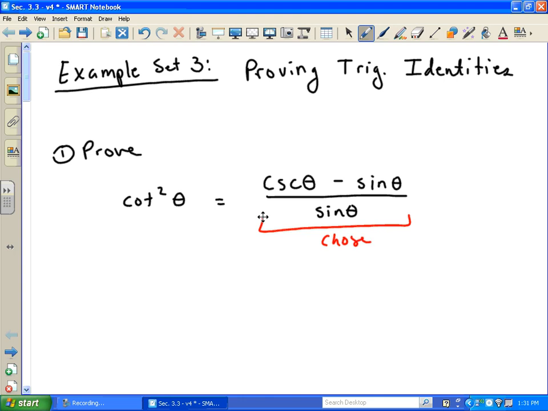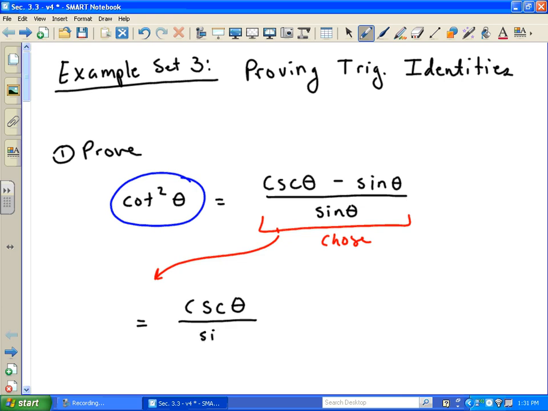I want to take that right-hand side, and working only with the right-hand side, I need to simplify it to cotangent squared of theta. Now, on this particular problem, I see something similar to something I've seen before. I see a fraction, and I see in the denominator of that fraction a single term. I've learned that I can split my fraction over that single denominator. And so the first thing here that I will do is split this fraction apart. I have cosecant of theta over sine of theta minus sine of theta over sine of theta.